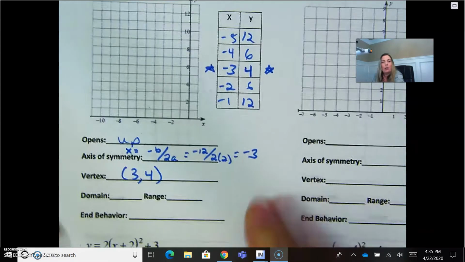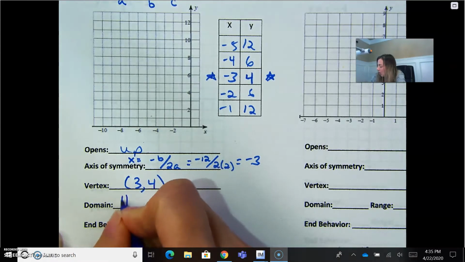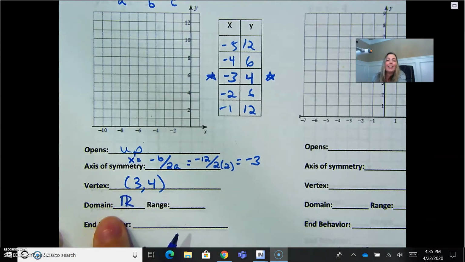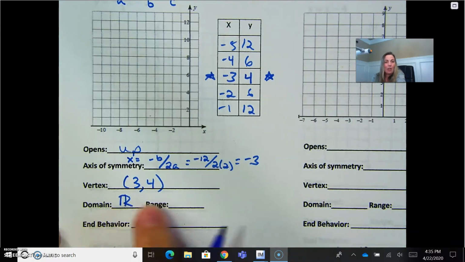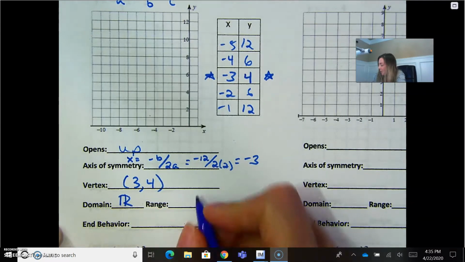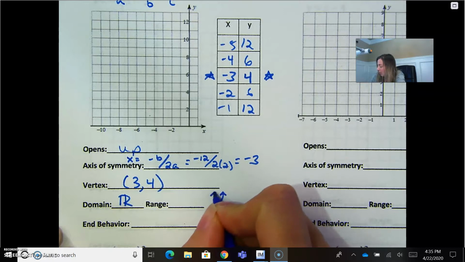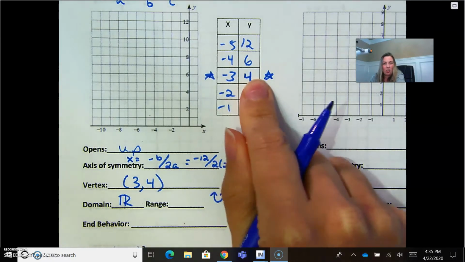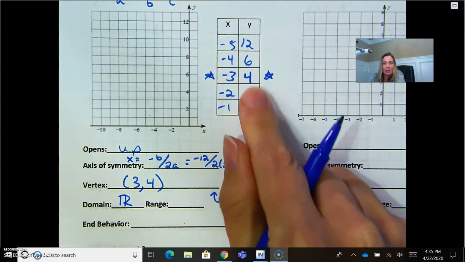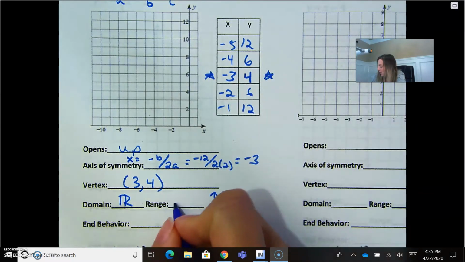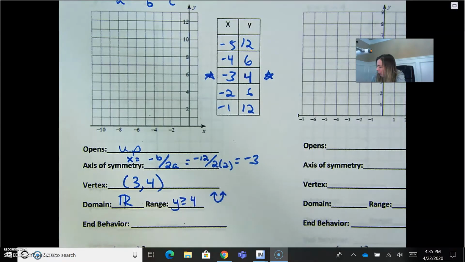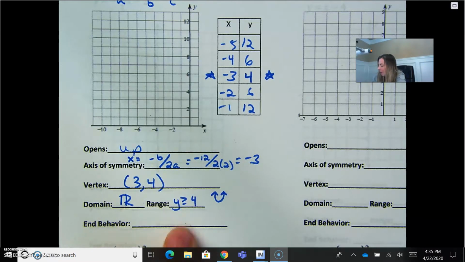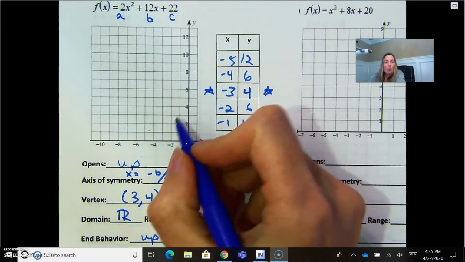All right, your domain for quadratic functions is all real numbers. You can put anything in for x that your heart desires. The range, however, since this is a parabola opening upwards, we're not going to use all of the y values. When I look at this chart of y values, I don't go any lower than a 4. So my range is going to be greater than or equal to 4. And then the end behavior, this is pointing up on both sides, right? Up on both sides.